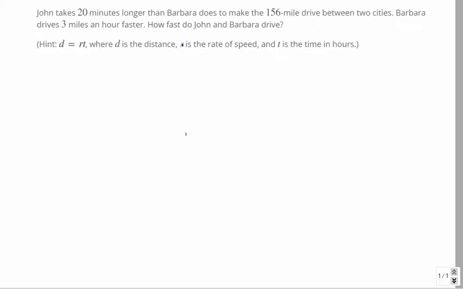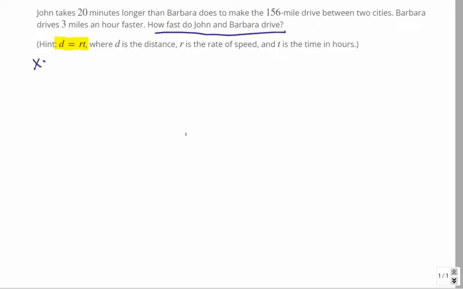We're given a hint here, and that's to use this distance equals rate times time. The distance that's traveled is equal to the rate of speed times the amount of time traveled at that rate. And so we're going to make use of that. Let's get a couple of variables to represent what it is we're looking for. So we're looking for the rates.